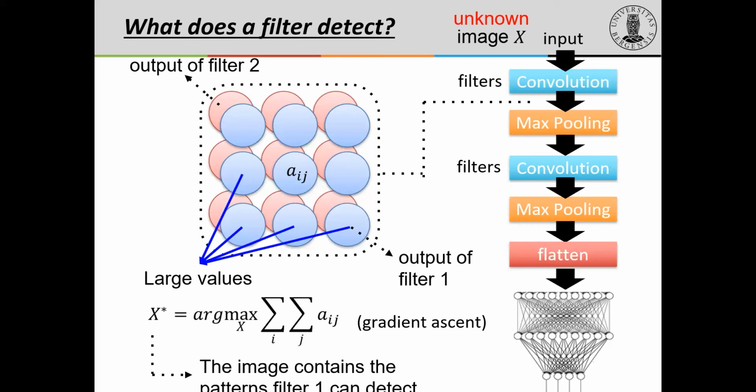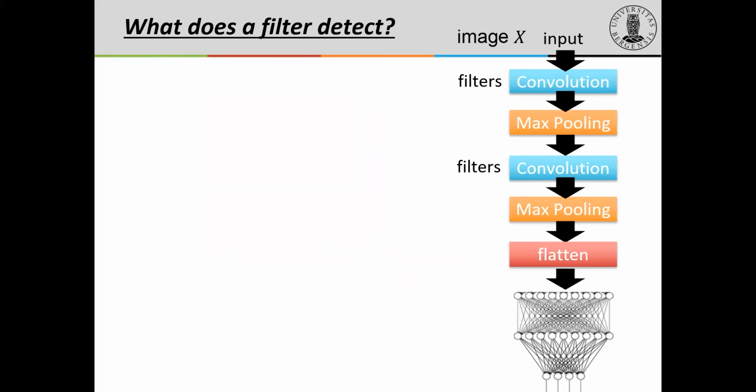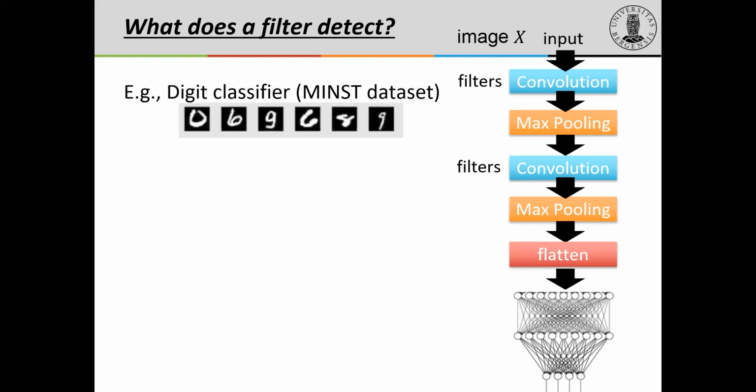And then the X star is what we want, which contains the pattern filter 1 can detect. So next, I will give an example about how this algorithm works. This example is based on the MNIST dataset. If you have heard about the MNIST dataset, it is for digit classification, for handwriting.